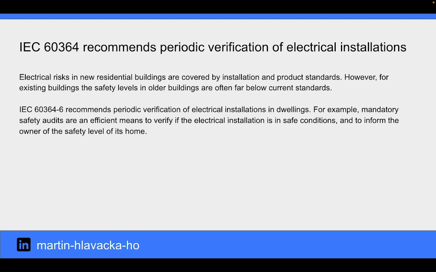IEC 60364-6 recommends periodic verification of electrical installations in dwellings. For example, mandatory safety audits are an efficient means to verify if the electrical installation is in a safe condition and to inform the owner of the safety level of his home.